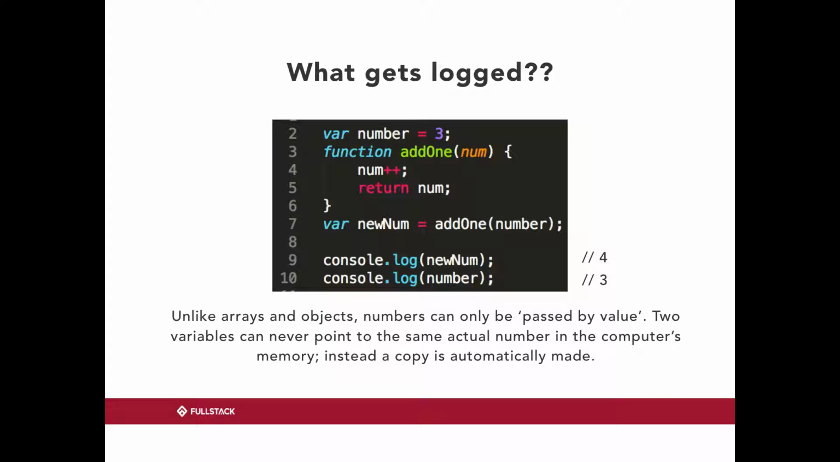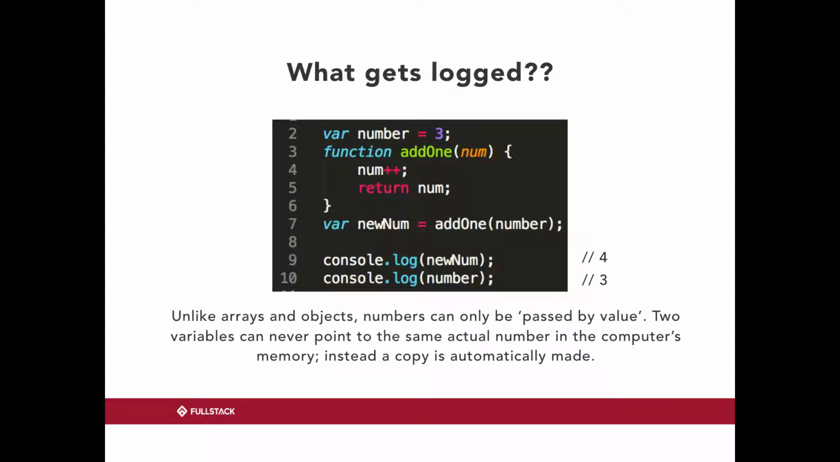If you didn't assign new number to the result of that function, and you just called the function with the original number variable in there, then it would change the original number. Why? Because you're not making a copy. So basically, let's get rid of this part and we just do add one number. So we pass the number through.